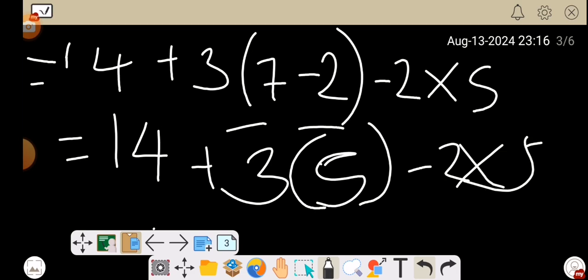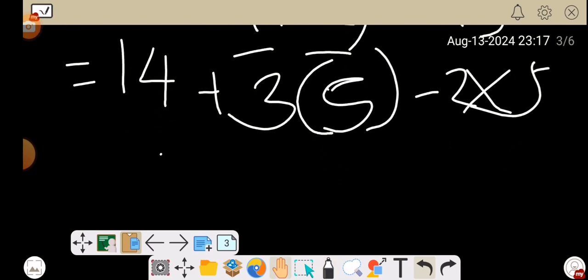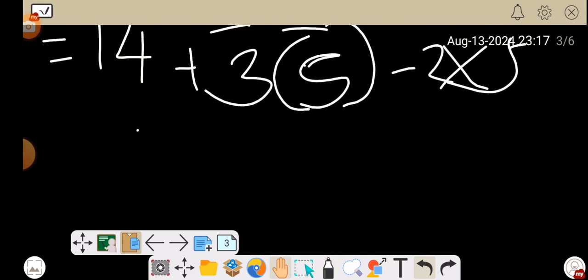Are we okay with this? Then we go to the next part. After here, whenever you see a 3 with a bracket and a 5 inside, just know that it is multiplication. So we will multiply.